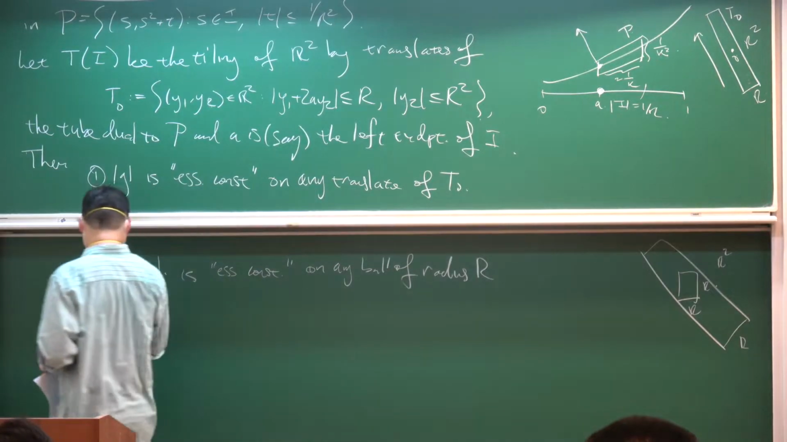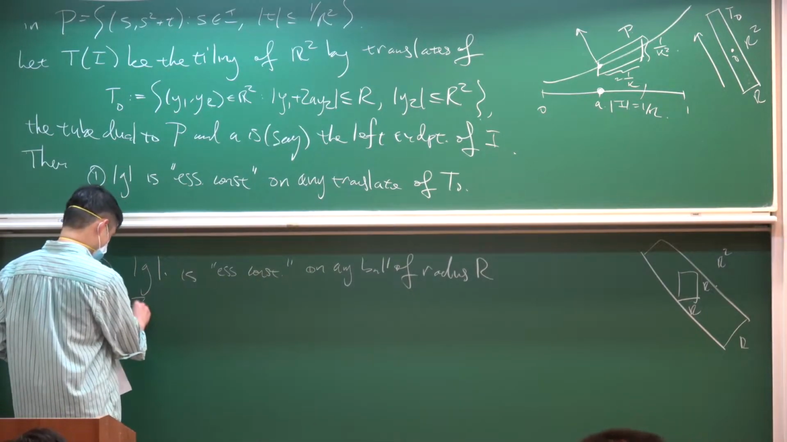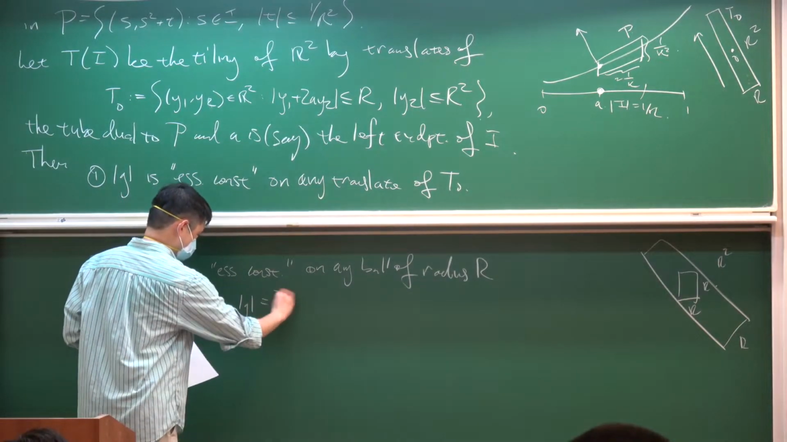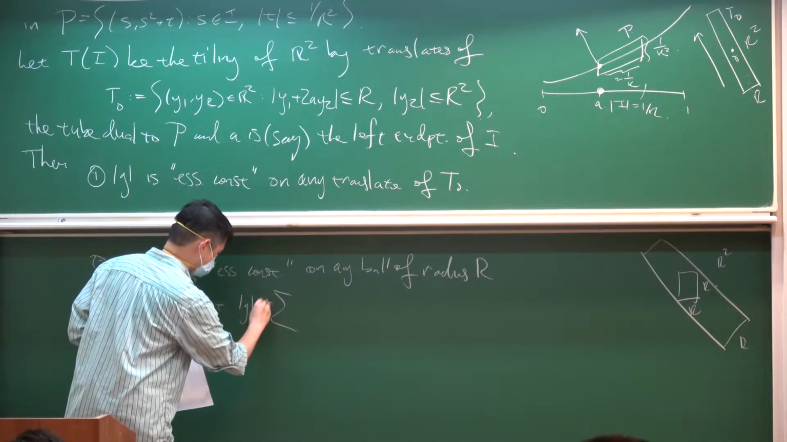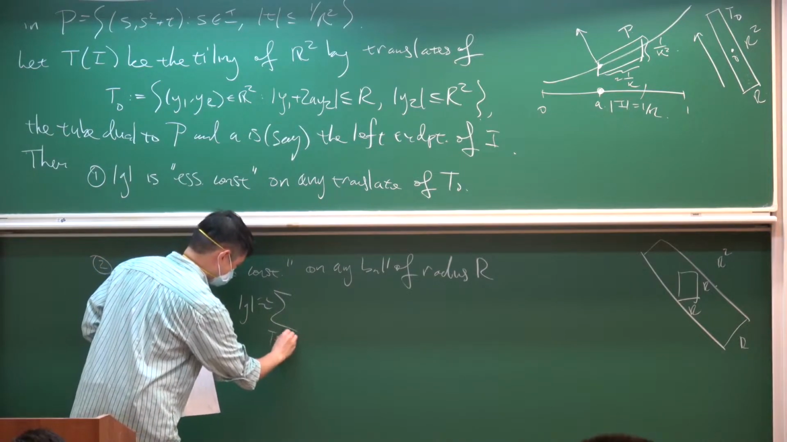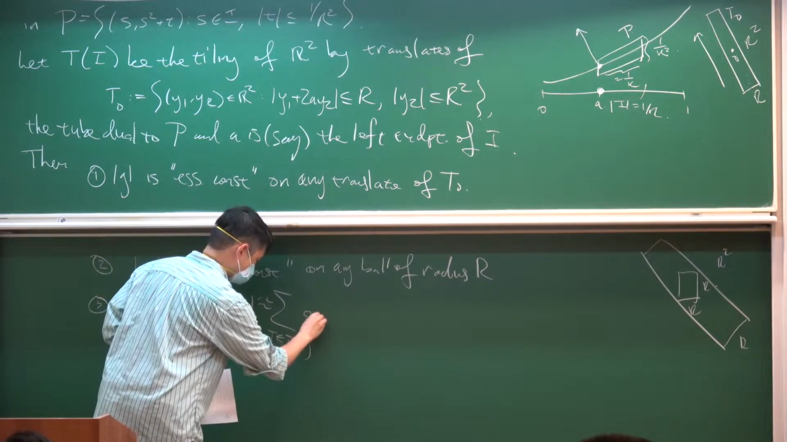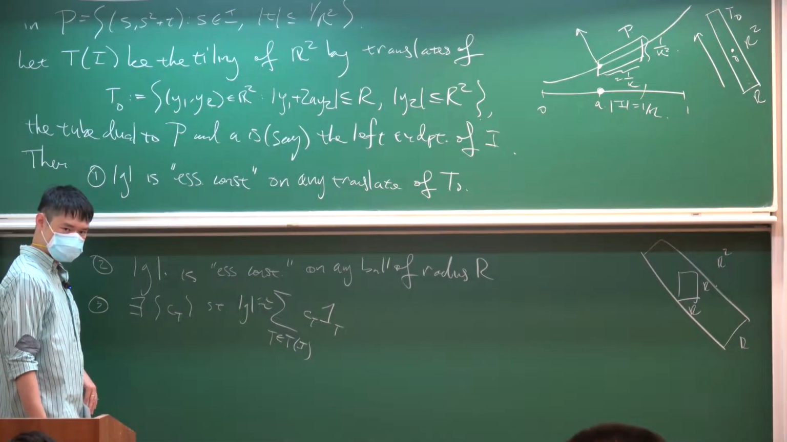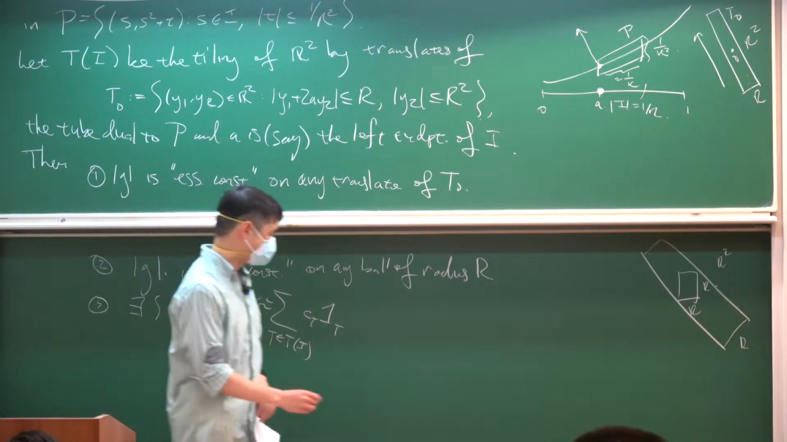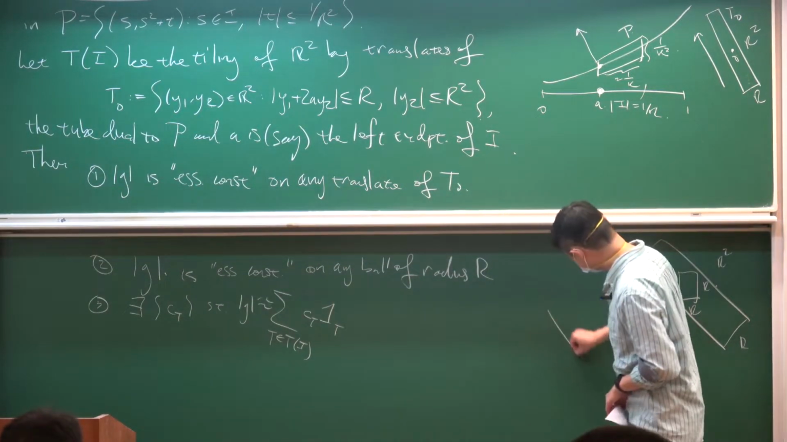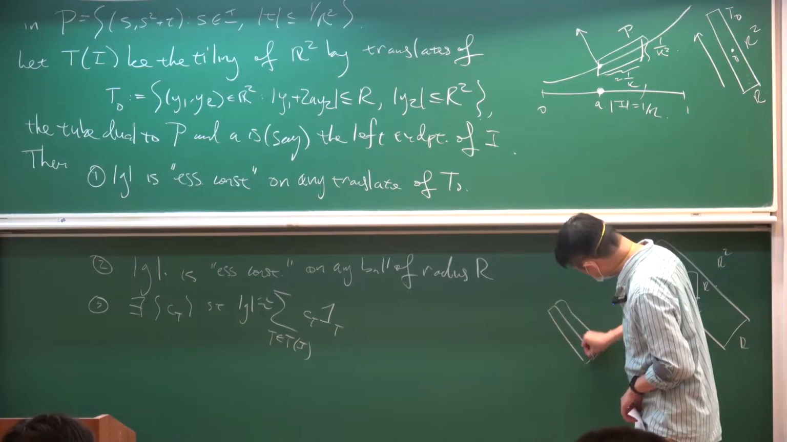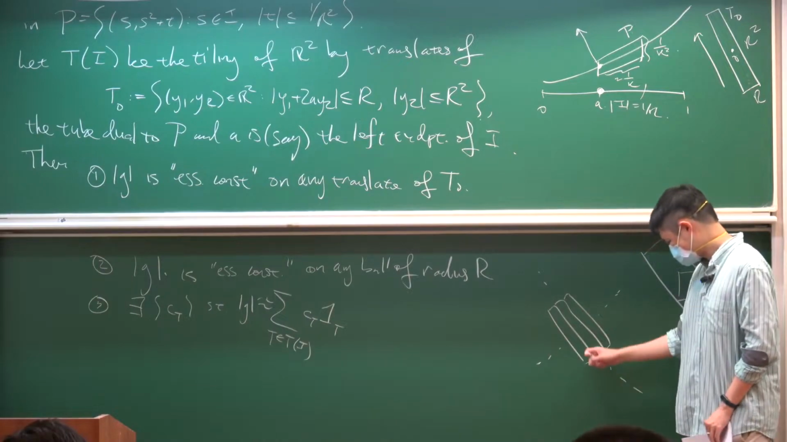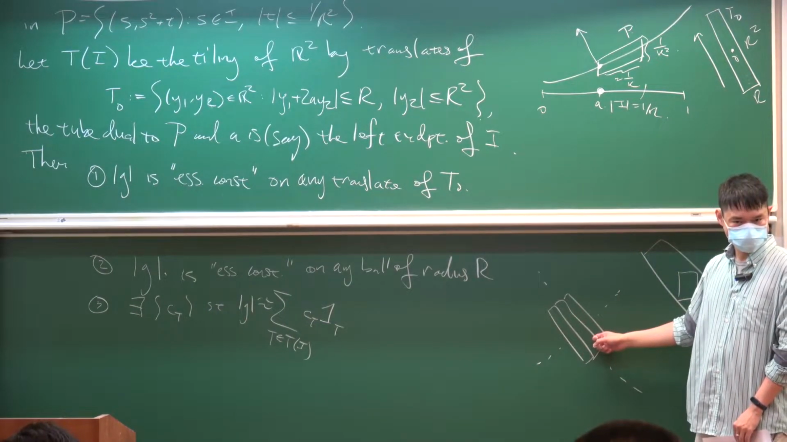And then 3, there exists a constant C_T such that the absolute value of G acts like a linear combination of these tubes. That comes from the fact that if I tile R^2 by translates of T naught, in all directions, G is constant on each one of these tubes. So then I can write this.